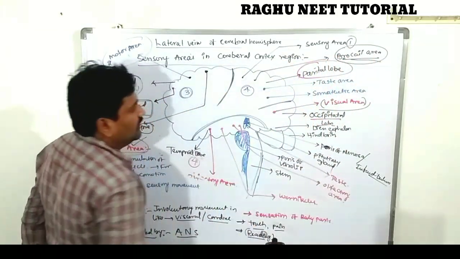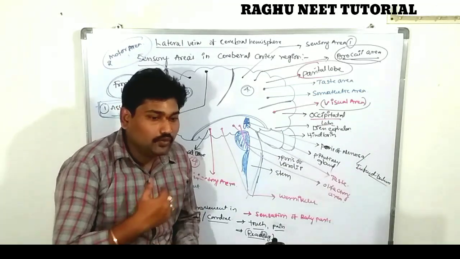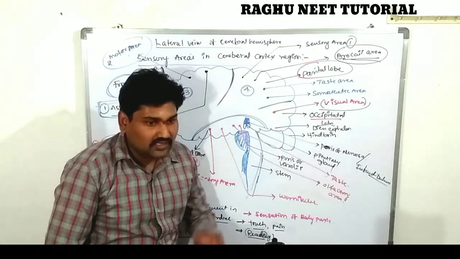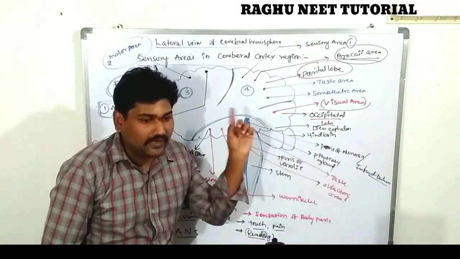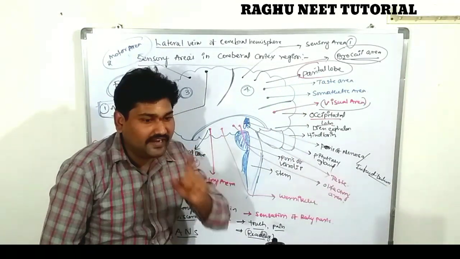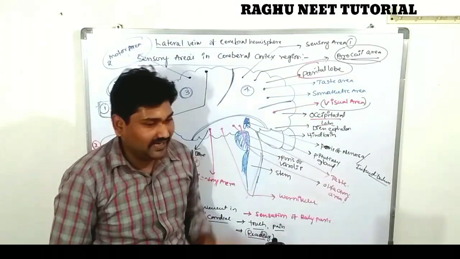Last one is Broca's area. This Broca's area is useful for understanding speech. What is Broca's area? It is useful for understanding speech. That is called Broca's area.